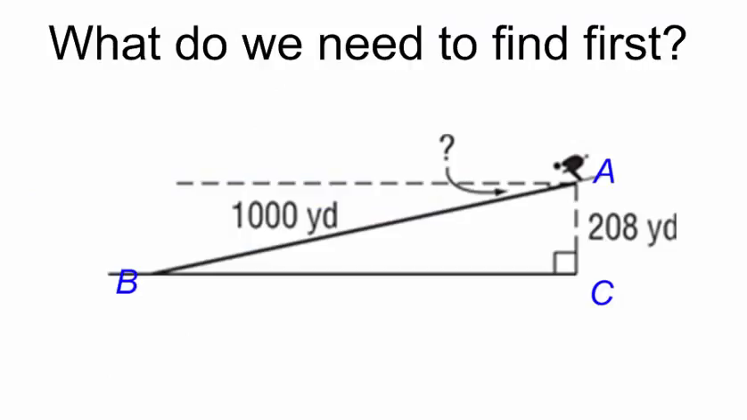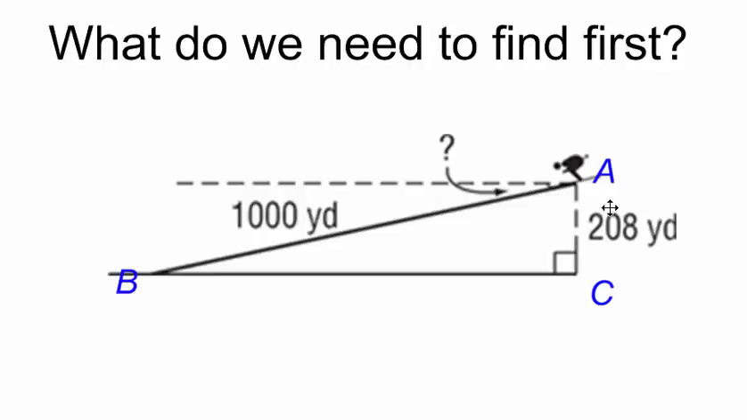Okay, last one. So I cut out some of the words, but I think you get the gist of what's being asked here. We've got a skier going down the slope of some ski slope. And we want to know what angle of depression they are skiing at. We want to know how steep this slope is.